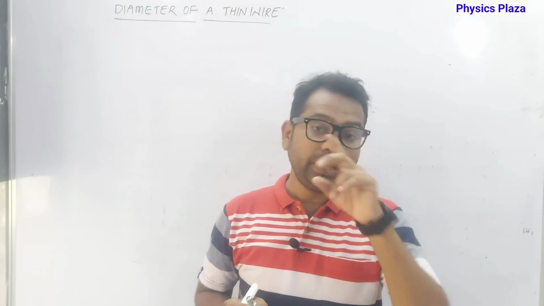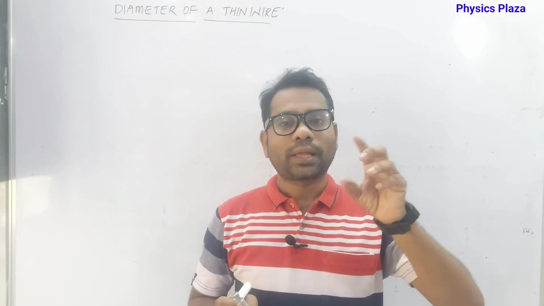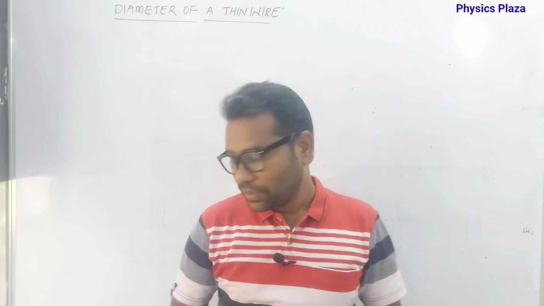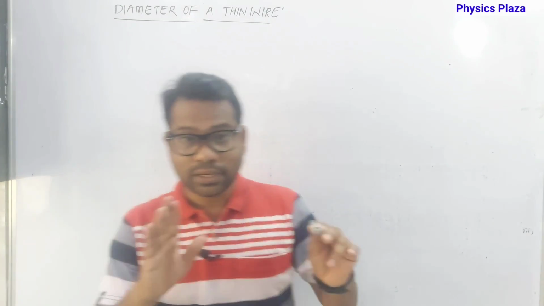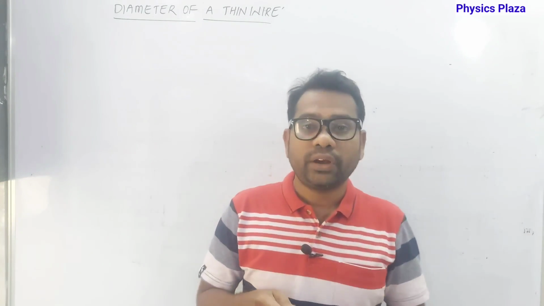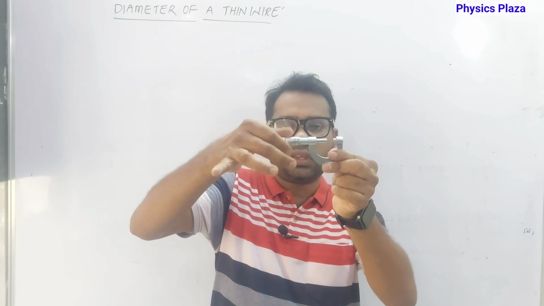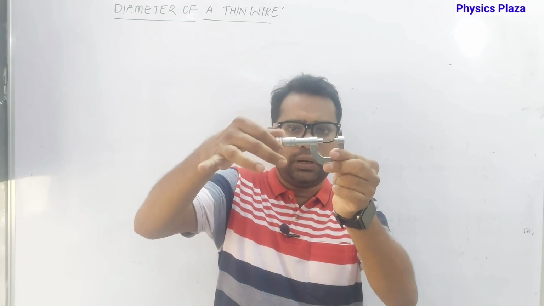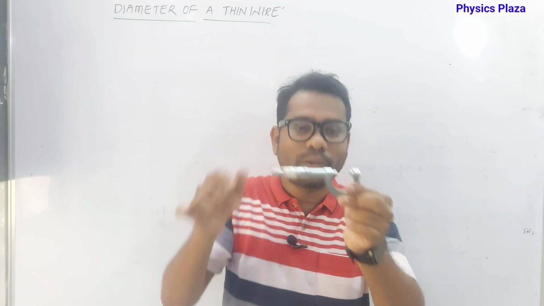So at the end we will see if zero error is there, how to calculate the diameter or thickness. Okay children, fine. Again I'm telling you, let us assume that there is no zero error in it. So what we have to do? Just look here, children. Let us rotate this thimble so that the screw will be going backward.